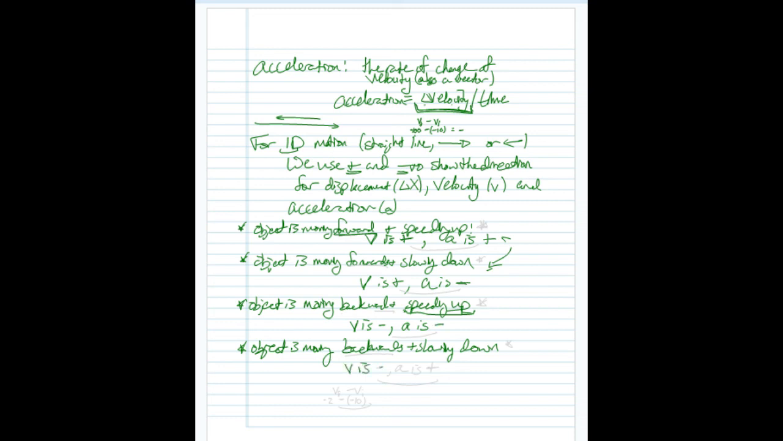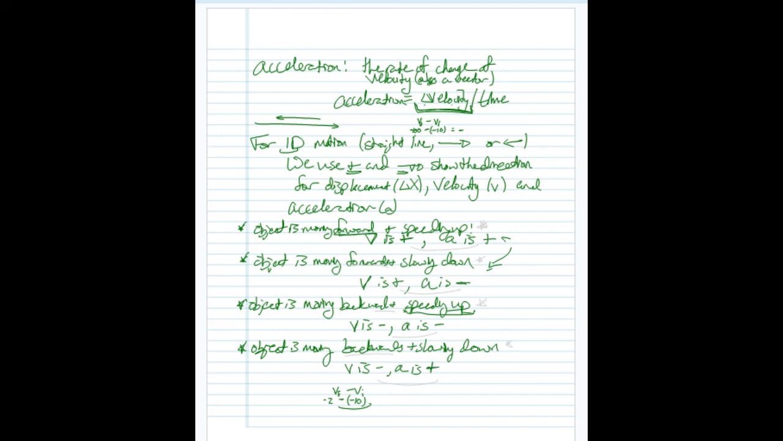On the other hand, if I'm moving backwards, my V is negative, but I'm slowing down, V final minus V initial, let's say my initial is negative 10. If I'm slowing down, that means my value is going to be something closer to 0 than negative 10, something like negative 2. Negative 2 minus negative 10, that becomes positive. I get a positive acceleration.